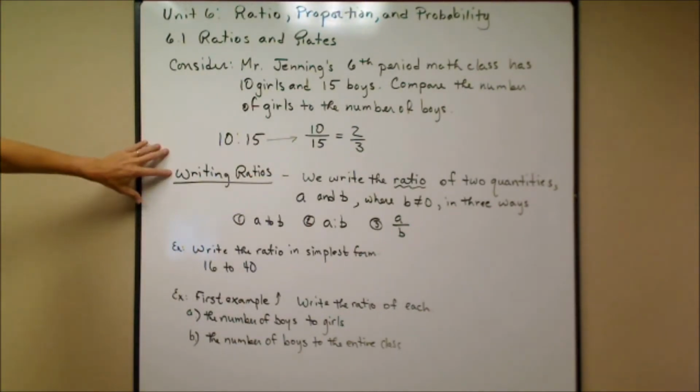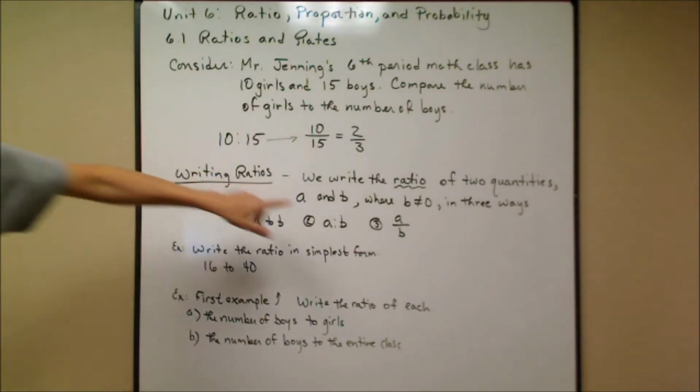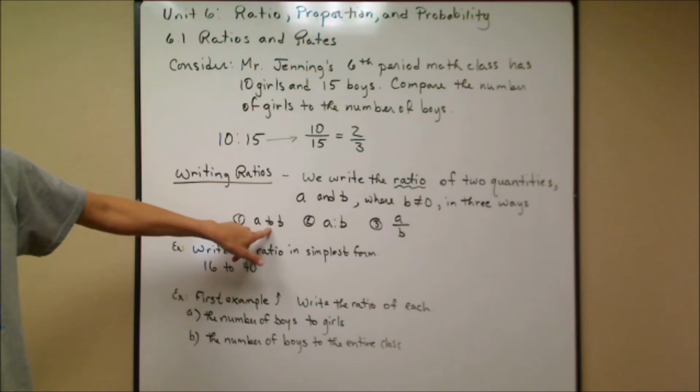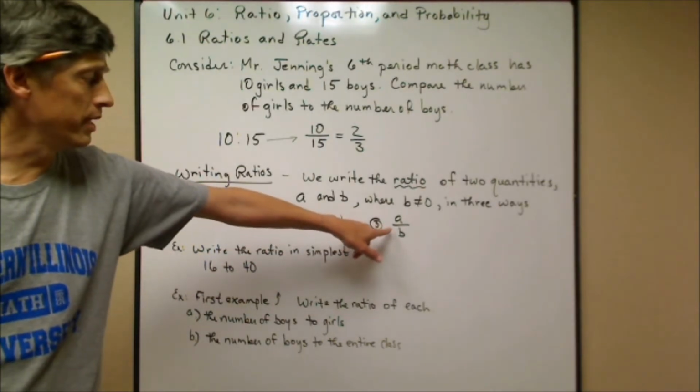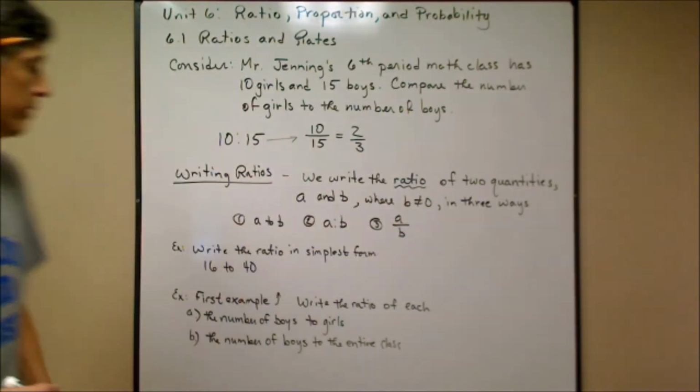We write ratios one of 3 ways. The ratio of 2 quantities can be written with the word "to" in between. It can be written with the colon, or it can be written as the fraction. Of course, the denominator cannot be 0.